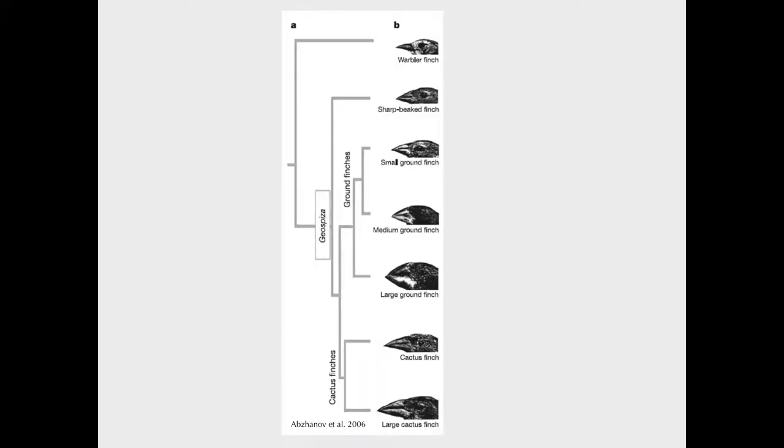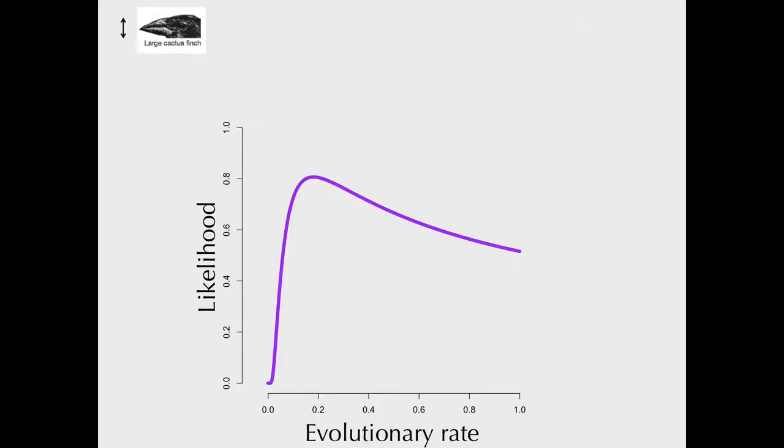So here's an example of this. Here we have continuous traits, and here we have beak depth in finches. Classic Grant work. And here is Brownian motion, and here are various rate parameters for Brownian motion. And here's the likelihood of each. The maximum is right here. So that would mean the maximum likelihood estimate for that Brownian rate parameter is around 0.15 or 1.7.